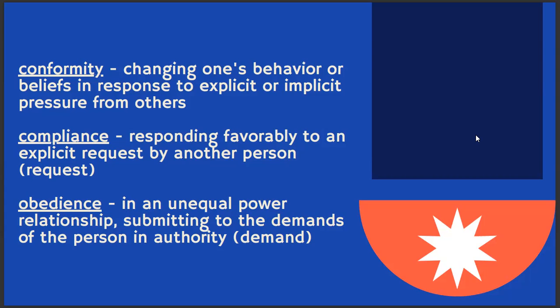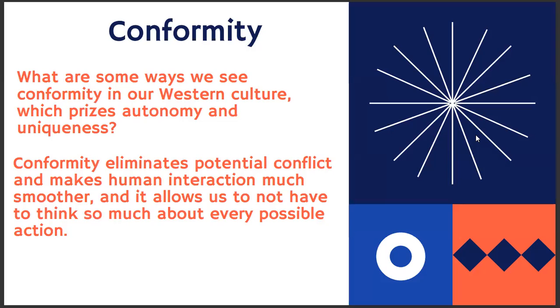That could be a parent to a child. It could be a police officer to a citizen. It could be really anything. So we've got conformity, compliance, and obedience. The difference between compliance and obedience is the power dynamic, and also whether it's a request or a demand. A demand and an unequal power balance is obedience. A request is compliance.